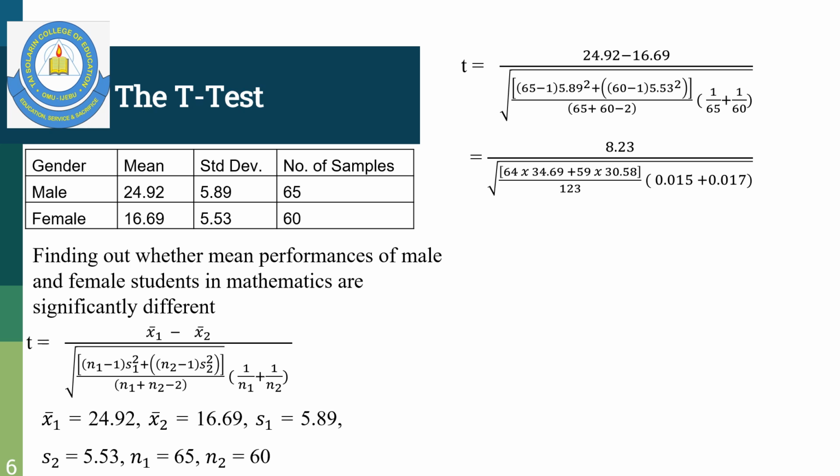8.23. Then 65 minus 1 will give us 64, while 5.89 squared will give us 34.69, plus 60 minus 1 will give us 59, times 5.53 squared will give us 30.58, all over 65 plus 60 minus 2, which gives us 123. Then we have 1 over 65 giving us 0.015, plus 1 over 60 giving us 0.017. So we have 8.23 all over 60 times 34.69 plus 59 times 30.58.